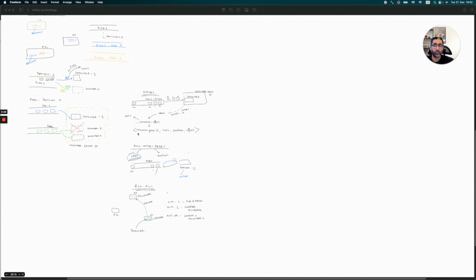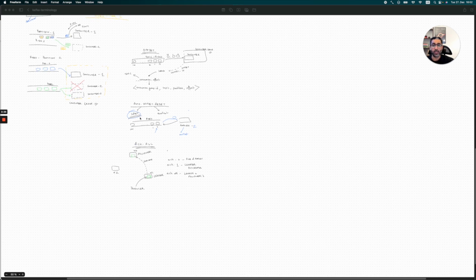Inside the consumer offset topic, you have consumer group ID, topic, partition, and offset. The combination of these four can tell the consumer and Kafka what messages have already been read and committed. Then we talked about auto offset reset. We talked about what is latest, what is earliest. If you are starting new and have never consumed anything from Kafka, then earliest is the way to go.